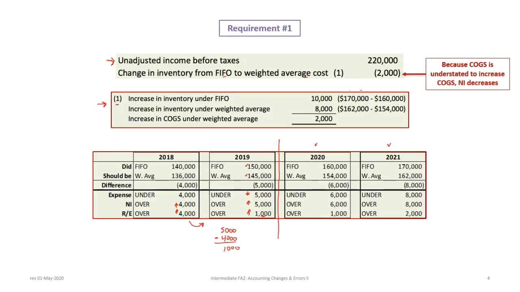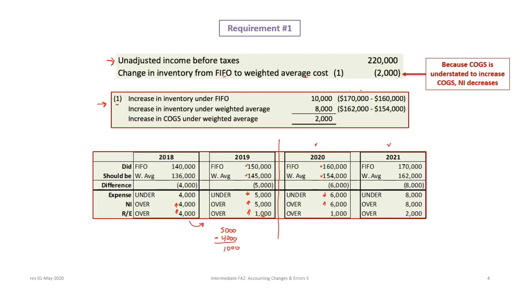Now we proceed to 2020. Same idea. FIFO reported at 160. It would have been 154,000 under weighted average. So the inventory is overstated by 6,000. So the expense is understated by 6,000. The net income is overstated by 6,000. And the retained earnings is $1,000 over.